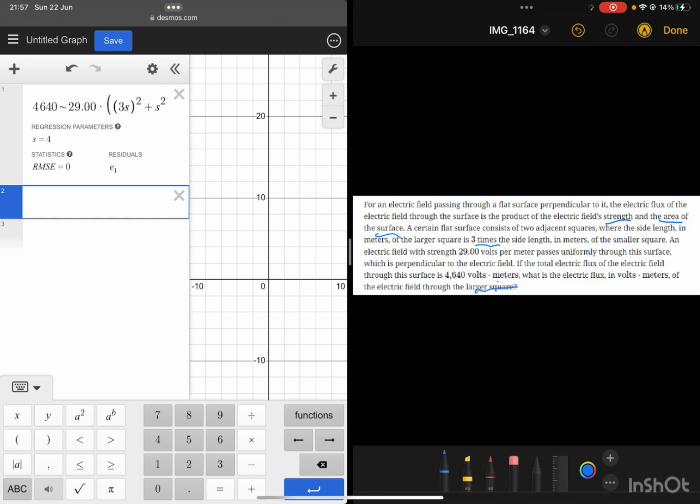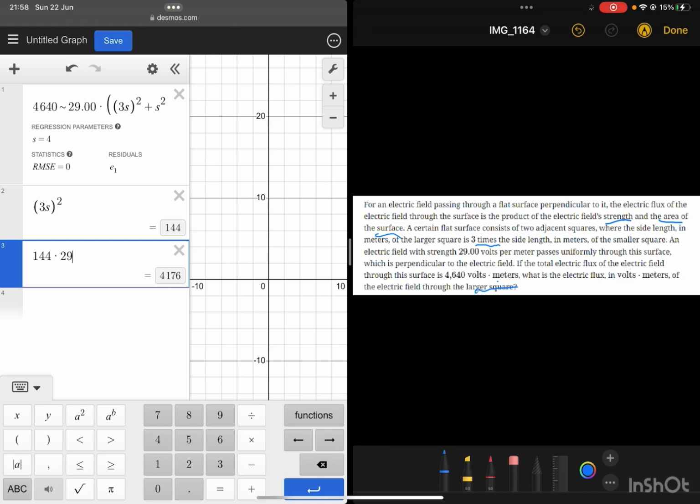Next, we're going to make Desmos calculate for us the area of the larger square. We just put 3s squared. We're going to have the value right away, which is pretty quick and easy. And now the final step, the final question is asking for the electric flux in volts per meter of the electric field through the larger square. Just take 144 times 29, and we're going to have the answer of 4,176.